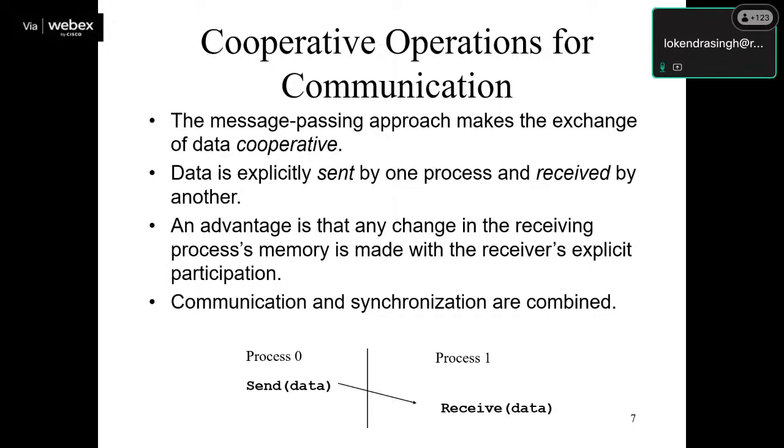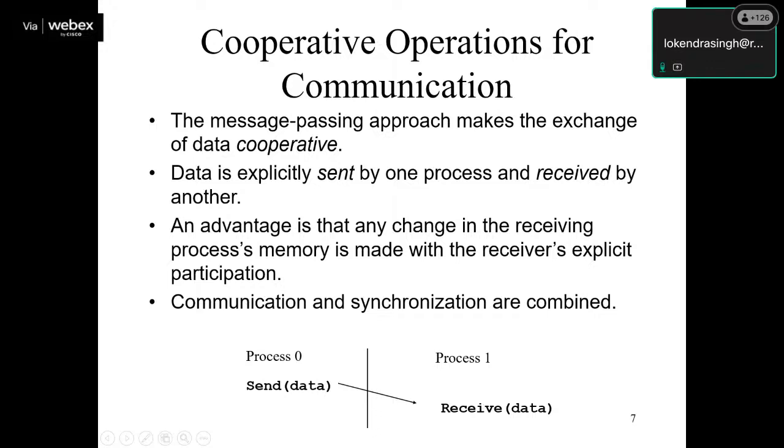So the message passing approach makes the exchange of data cooperative. So we can exchange the data together. Data is explicitly sent by one process and received by another one. So we can see the example. Suppose there are 2 processes, process 0 and process 1. So process 0 sends the data and it is received by process 1.